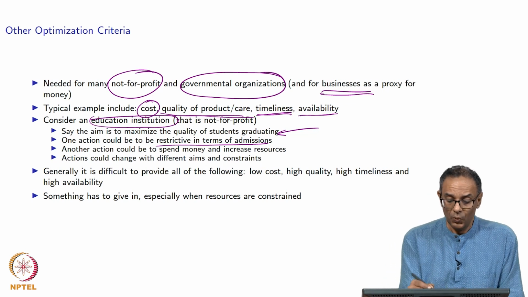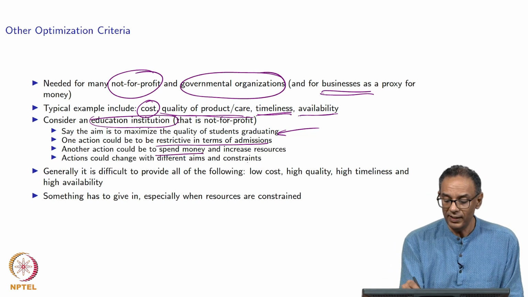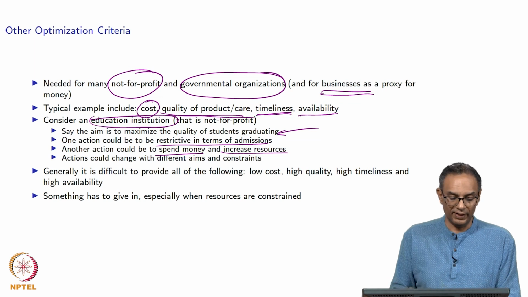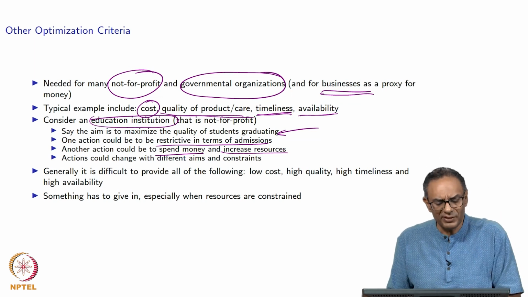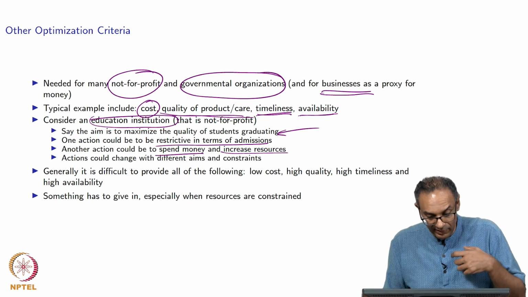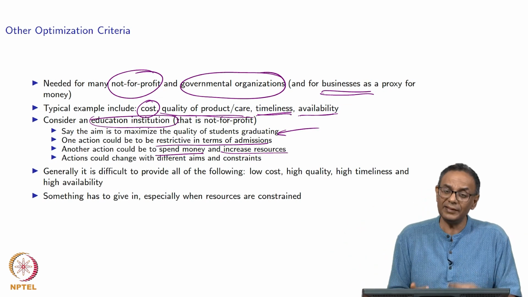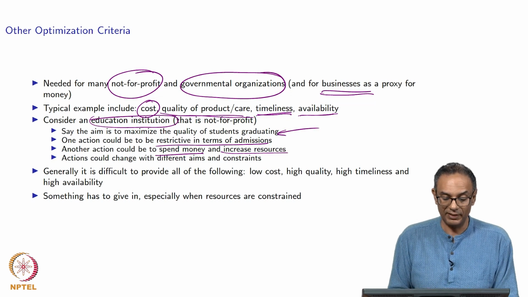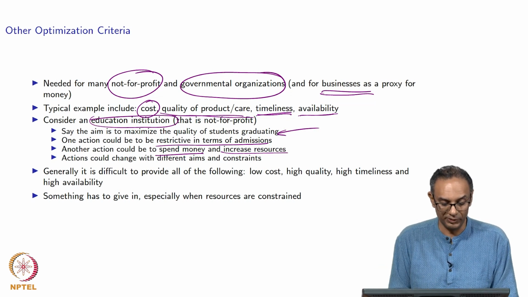Another option would be to spend a whole lot of money and increase a lot of resources, which is what the government is doing right now. They are in India. They are building a lot of IITs. They are spending a lot of money improving the resources. That's another way to do this. So that could be something that one could do.